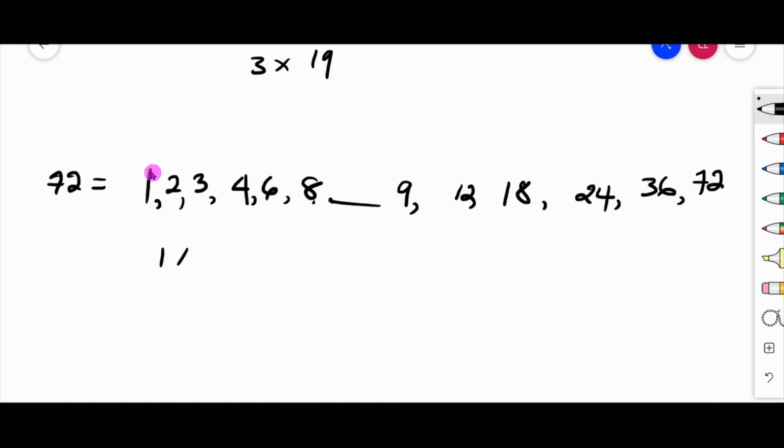So 1 times 72 would give you 72. 2 times 36 would give you 72. 3 times 24 would give you 72. 4 times 18 would give you 72. Let's make a little more space.